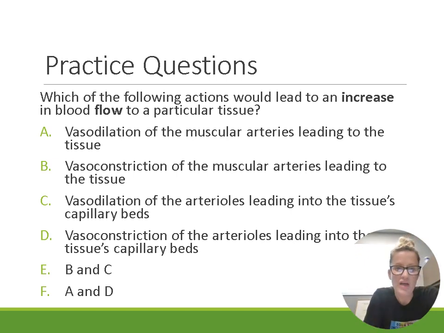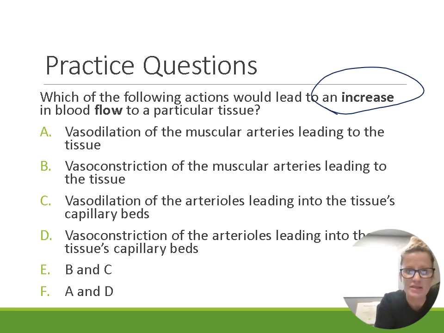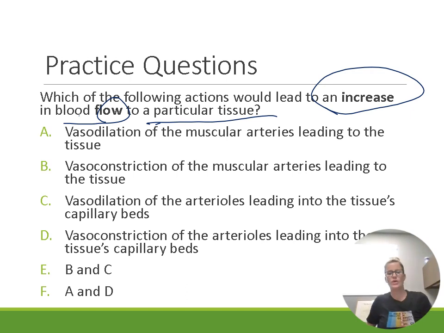Okay, which of the following actions would lead to an increase in flow to a specific tissue? Which of these is going to increase flow to a particular tissue? Say you're getting up and running out somewhere and you need increased flow to the muscles of your legs, right? Or the quads in your legs. How is your body going to increase blood flow to those quads? Vasodilation of the muscular arteries leading to the tissue.